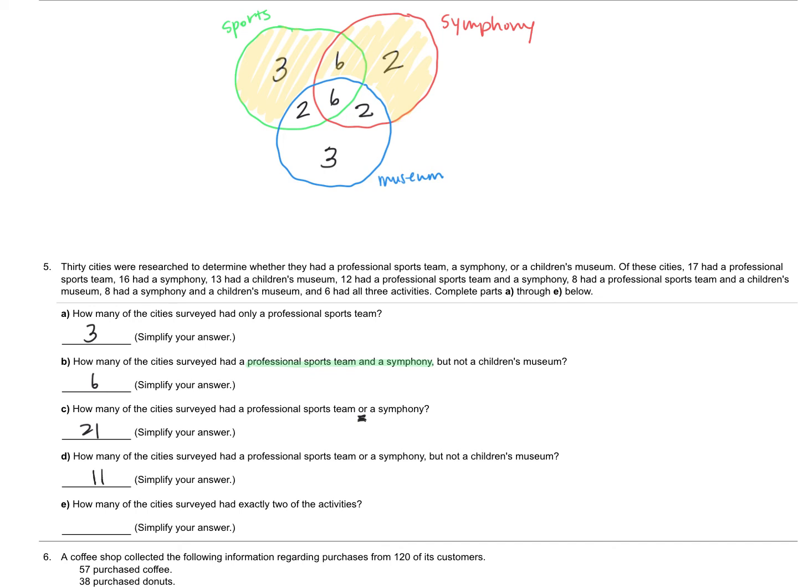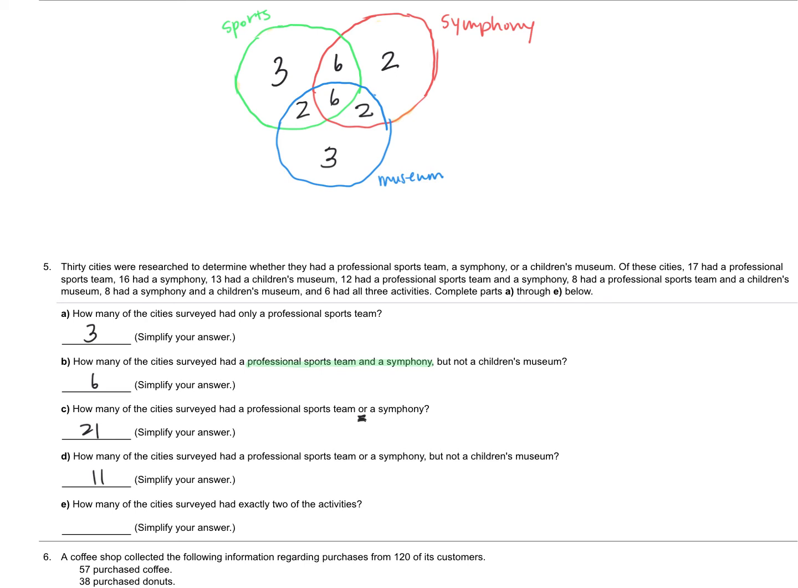Okay, the last one, part E. How many of the cities surveyed had exactly 2 of the activities? All right, so let's see if we can erase the yellow. I guess we could not do that here. Okay, so how many of the cities surveyed had exactly 2 of the activities? So let's look at what that means.